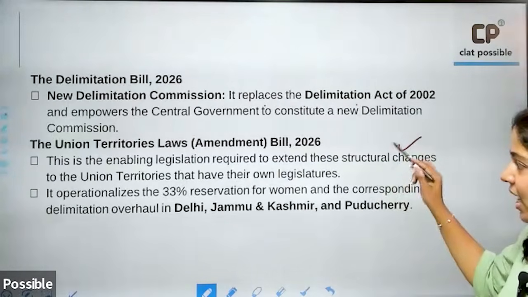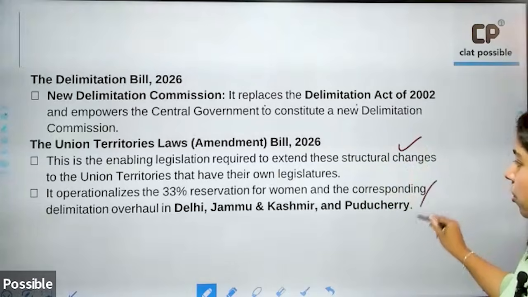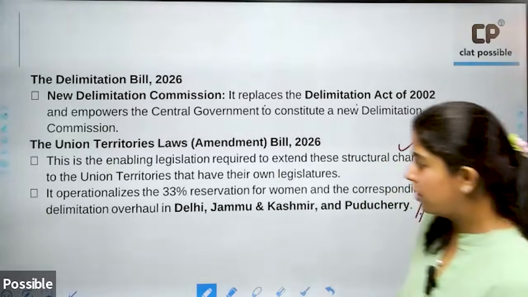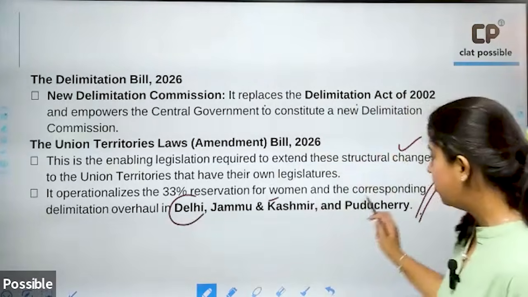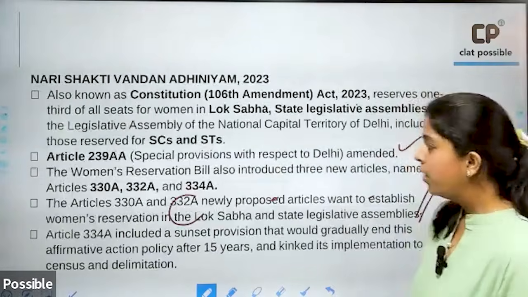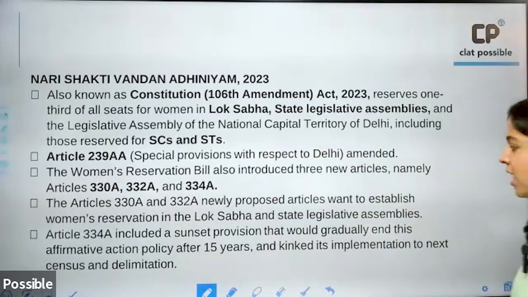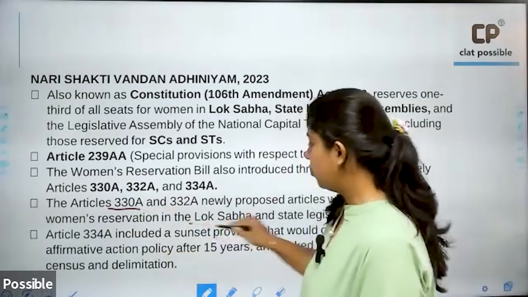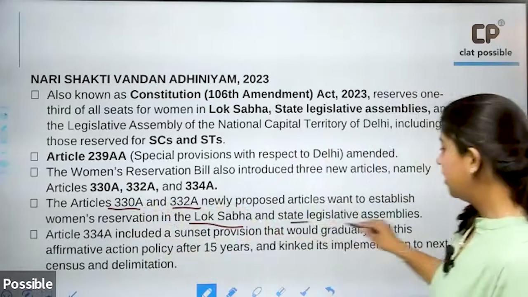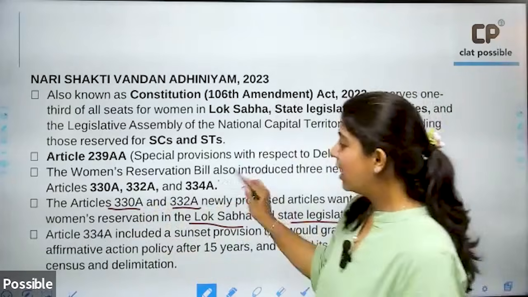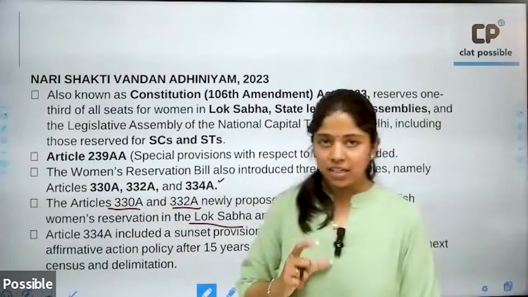Previously, we did see that under this new bill, they've also talked about 33% reservation of seats, not only in Delhi, but also in the legislative assemblies of Jammu and Kashmir and Puducherry. All right. Then it seeks to introduce 3 new articles, 330A, 332A, and 334A. 330A is for women's reservation in the Lok Sabha. 332A is for the state legislative assemblies, and 334A basically provides for a sunset clause.